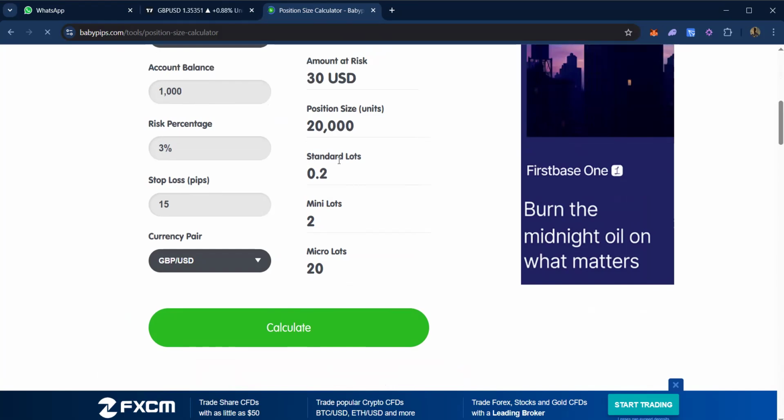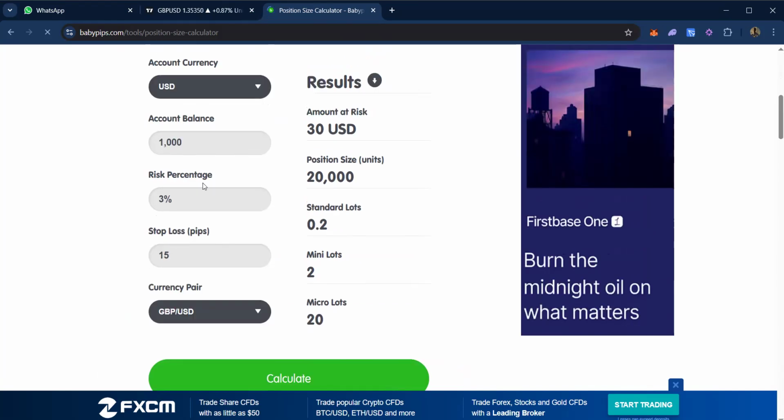You can see that when I hit a stop loss and I've entered a lot size of 0.2, I'm going to lose $30 per position. If I'm risking 3% of the account with a stop loss of 15 pips, I can lose $30 if the stop loss is hit.